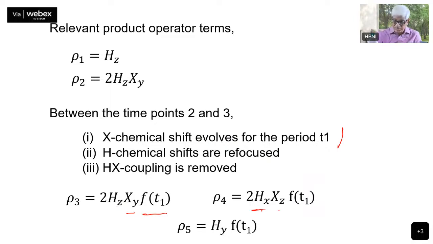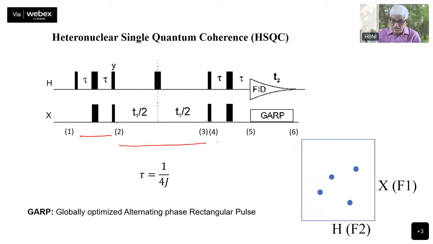And rho5, what happens in rho5? During this period from here to here, this antiphase magnetization which is on proton will get refocused again, because it evolves under the coupling now, because we apply simultaneous 180-degree pulses on both the channels, on both the proton channel and the X channel.